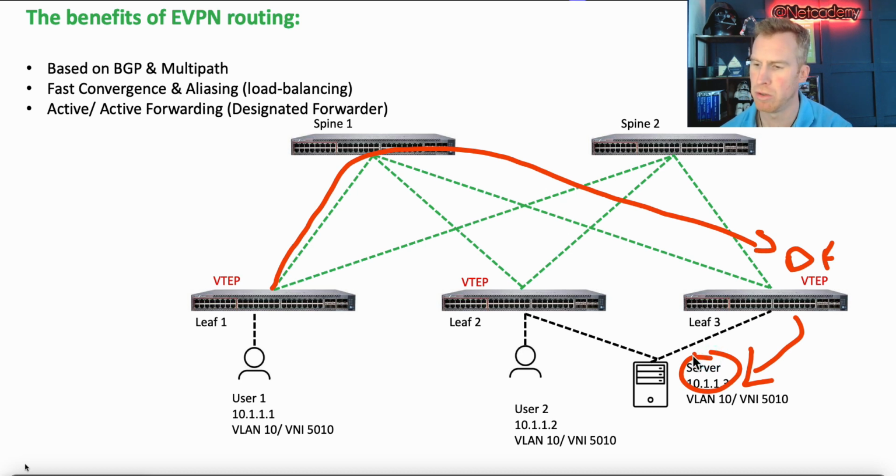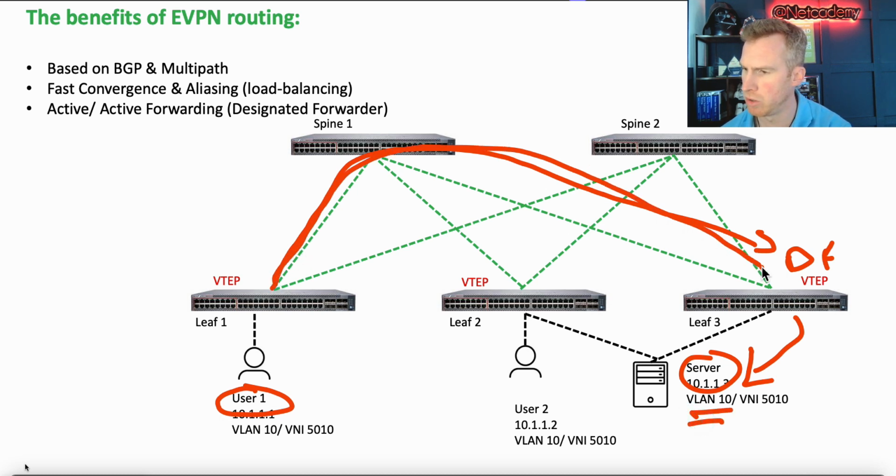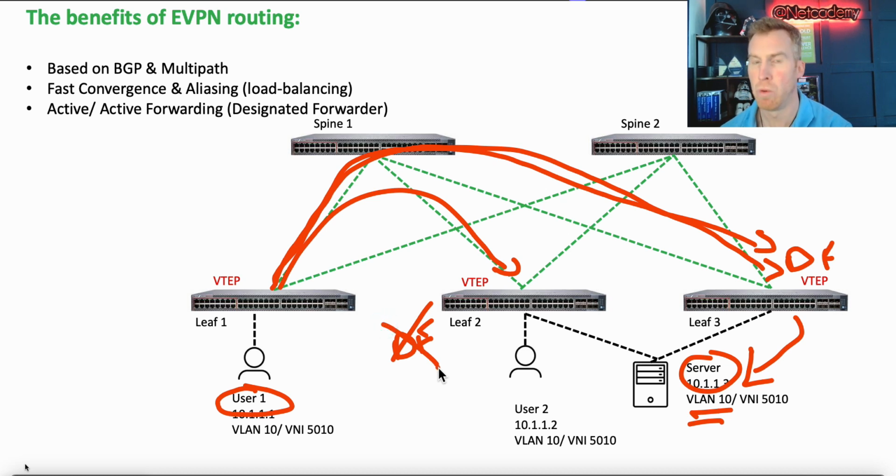So going back to the original concept, user 1 wanted to send bump traffic to the server here, and he actually sent that bump traffic to leaf 3 but also to leaf 2. Well, because leaf 2 is not the designated forwarder for VLAN 10, leaf 2 would simply drop that bump traffic. It would just drop those packets because it's not the designated forwarder for VLAN 10, whereas leaf 3 is the designated forwarder, and as such it will forward that bump traffic down to the server.